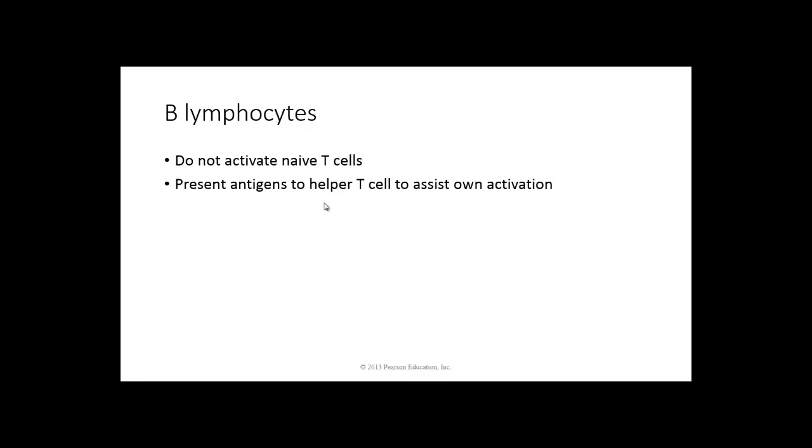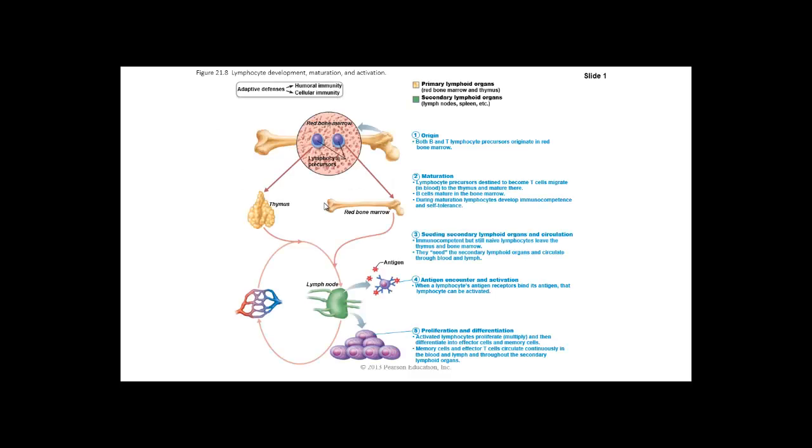B lymphocytes are a type of lymphocyte that produces antibodies, and they help to activate themselves when they present antigen to a T cell. We talked about T cells recognizing antigen-presenting cells, and that's what happens with a B cell: it encounters antigen and presents it to a T cell, and then that T cell will activate it. When we look at T cells and B cells, the way they're named depends on where they develop. We know that the red bone marrow is where our white blood cells are produced.